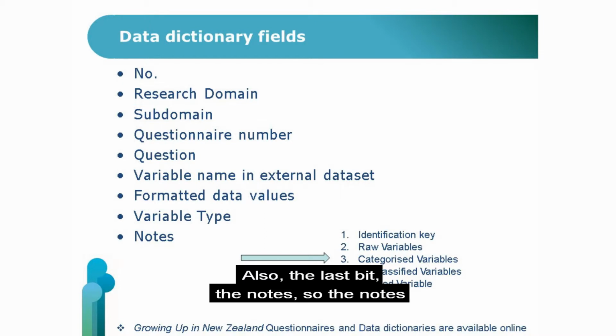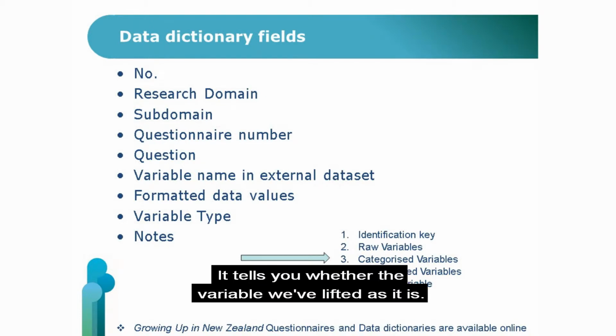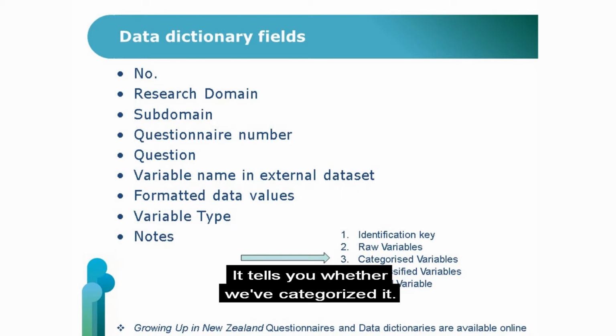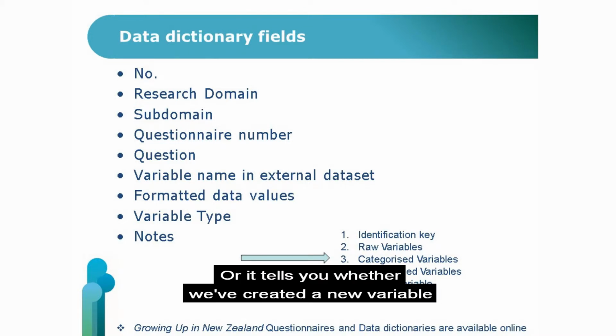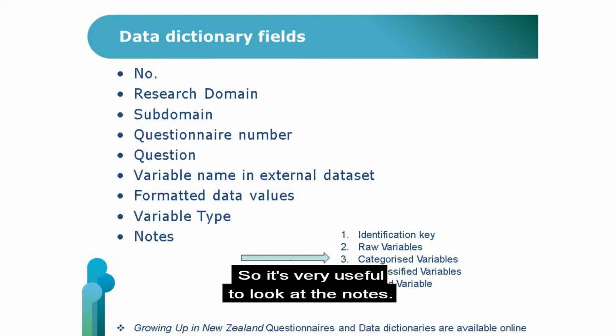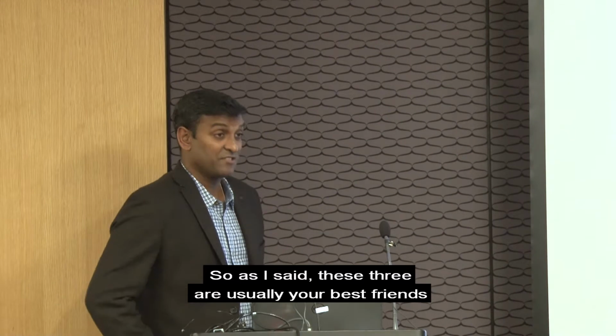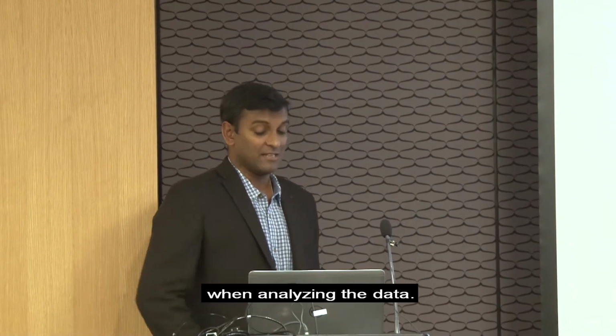Also, the last bit, the notes. The notes have some very useful information in them. It tells you whether we've left the variable as it is, whether we've categorized it, whether we've reclassified it, or whether we've created a new variable, a derived variable, for you. So it's very useful to look at the notes. As I said, these three are usually your best friends when analyzing the data.